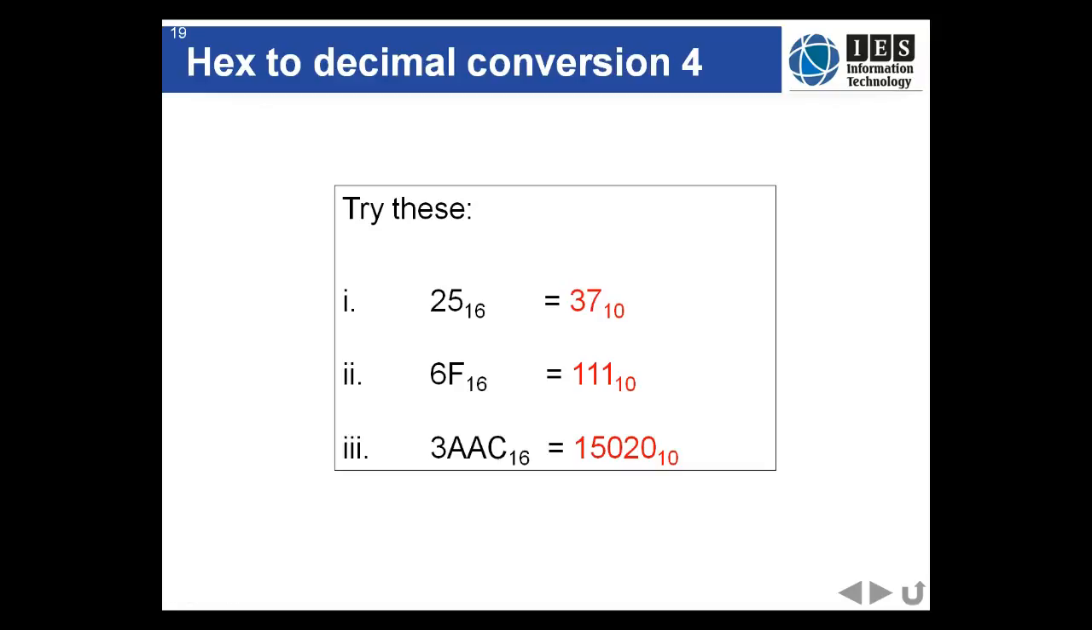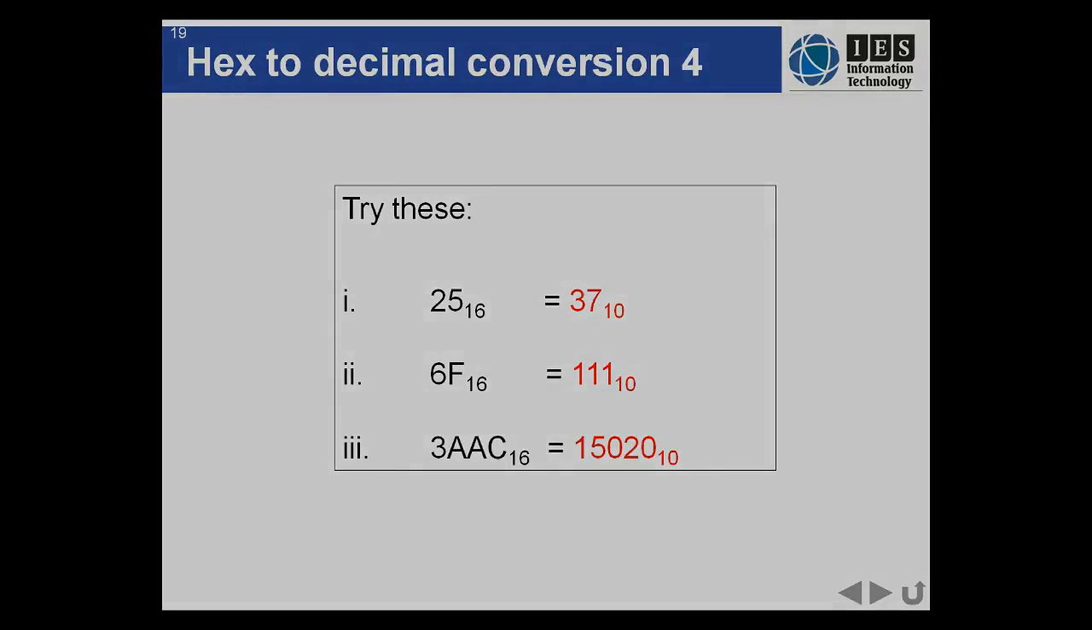The last video in this series will deal with converting a decimal number into hex.